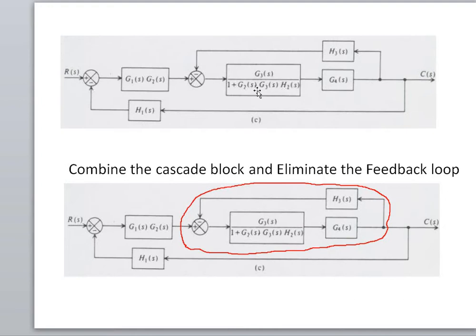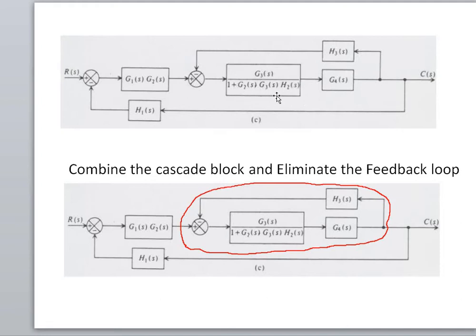After reducing the feedback loop with the equation, we will get a block like this. Instead of G, the forward path transfer function is G3 of S, and instead of H, the feedback path transfer function is G2 of S into H2 of S. So by applying the equation, we get a block like this.